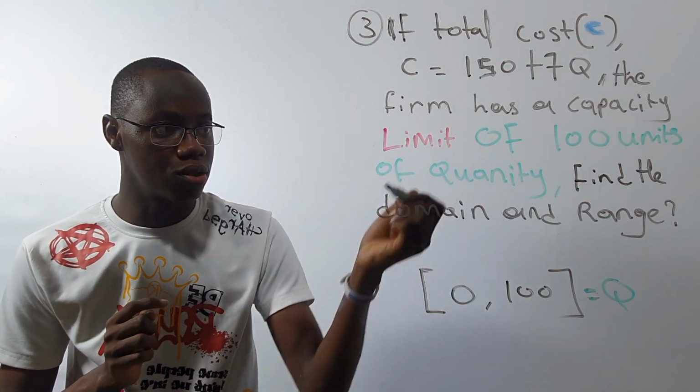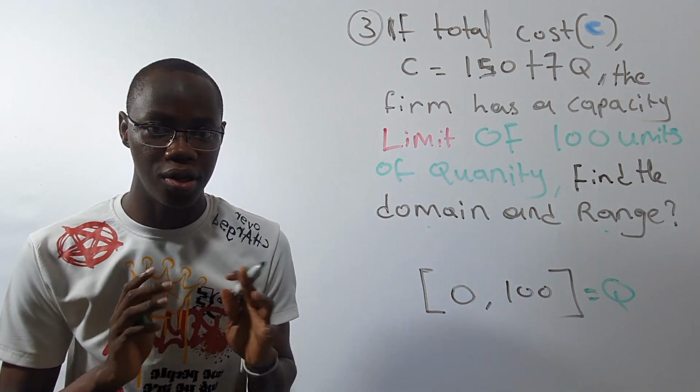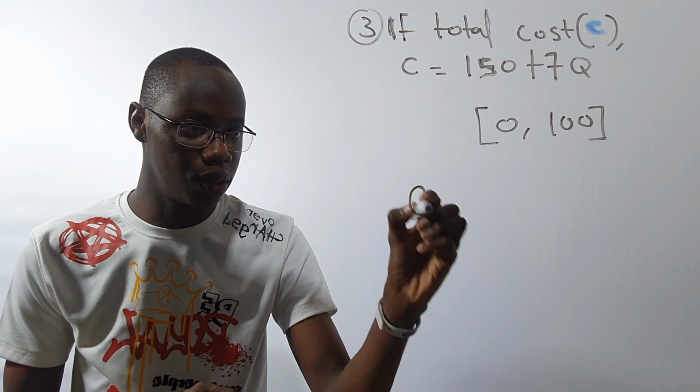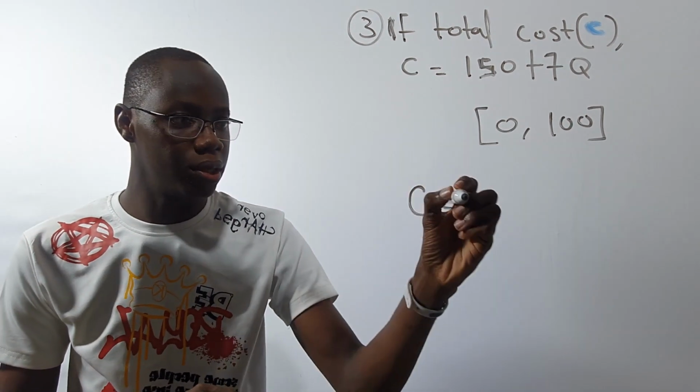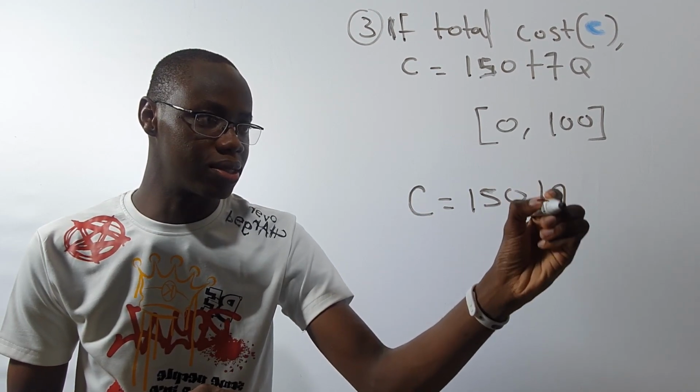So now the question is asking us, we already have the domain. What is the range? Very easy. So this is the domain. Now to get the range, which is the cost, what we are mapping out, that will be 150 plus 7Q.